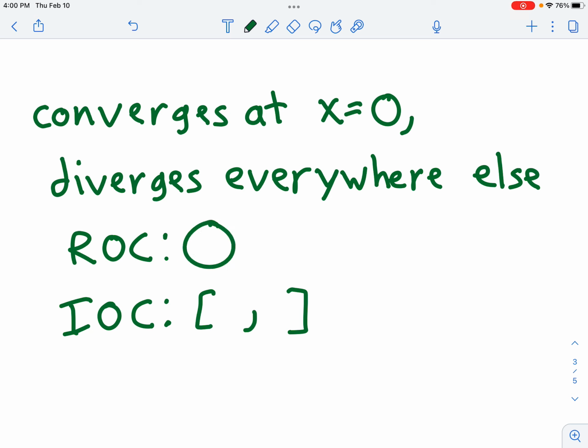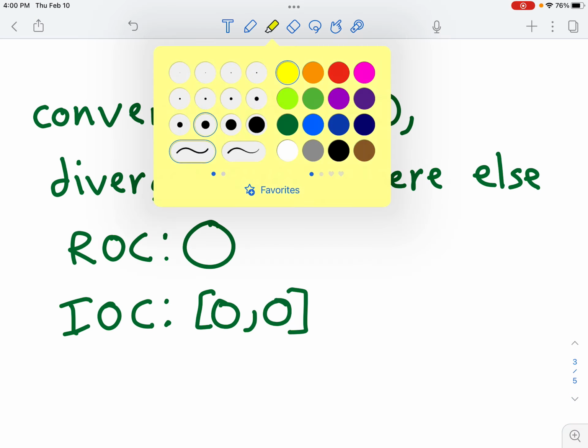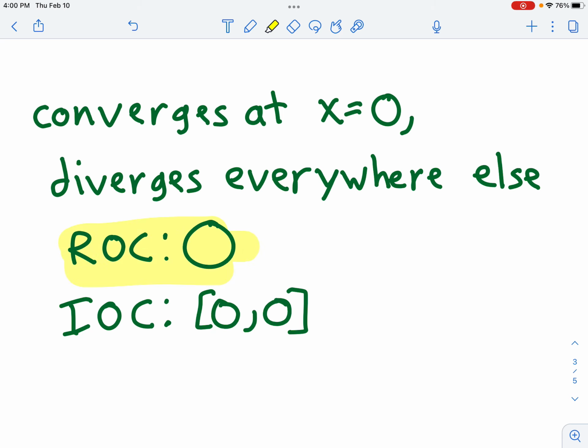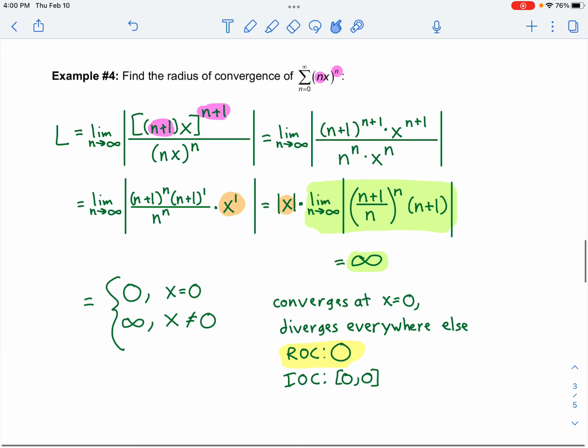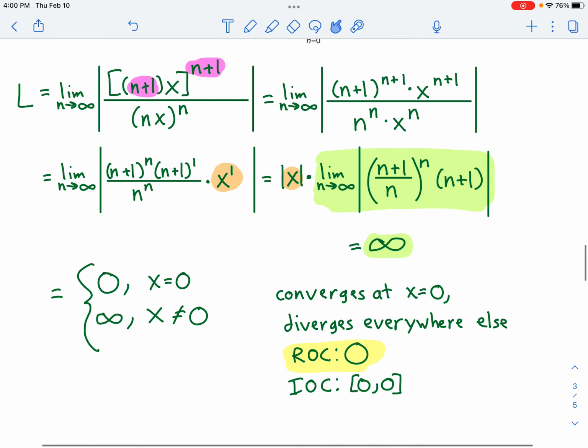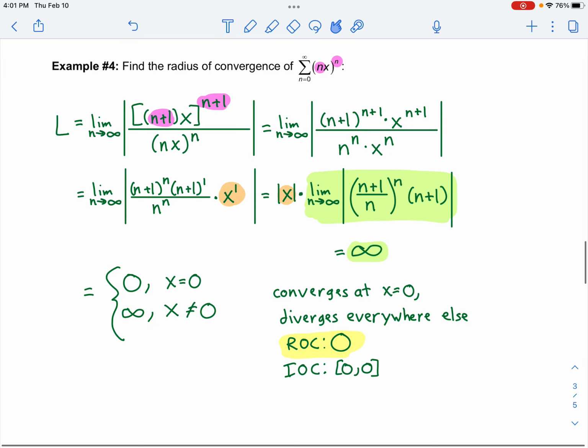How about an interval of convergence? Well, x can be 0 at the minimum, x can be 0 at the maximum. That's a goofy looking interval of convergence, but those are our answers. That's kind of a weird question, but if you have an infinite limit there, your only option is to try to make your x terms equal to 0 somehow. So that was example 4.